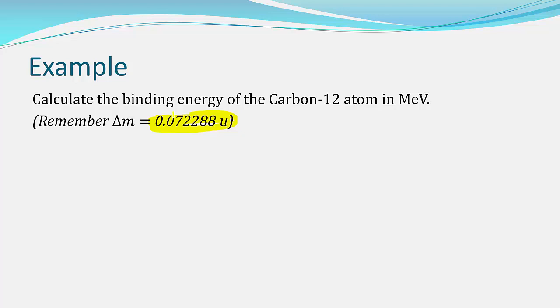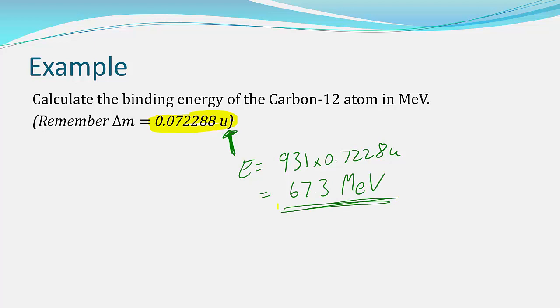Now that I'm sure you've paused the video, we can solve it together. Because the question's giving you the mass defect in atomic mass units, it's actually very easy. So the energy is just going to be 931 times 0.7228 atomic mass units, which is 67.3 mega electron volts. It's important that you get those units correct. So solving the problem from atomic mass units to mega electron volts is very, very easy.